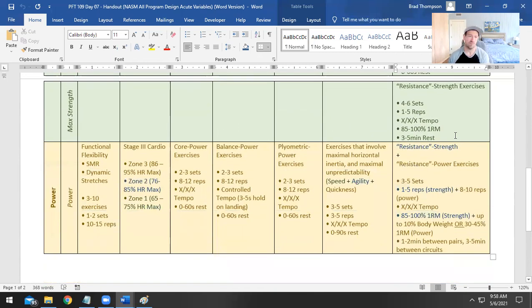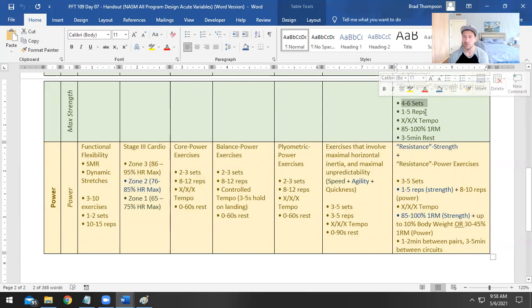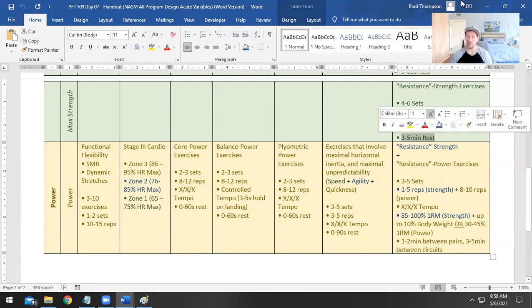Max strength though, totally on the extreme end of things, right? Very, very heavy. You're going to go resistance strength exercises, 4 to 6 sets, the highest number we're going to see, 1 to 5 reps, XXX tempo, 85 to 100% of your 1 rep max. So we're lifting very, very, very heavy here, and we're taking lots and lots and lots of rest, 3 to 5 minutes.